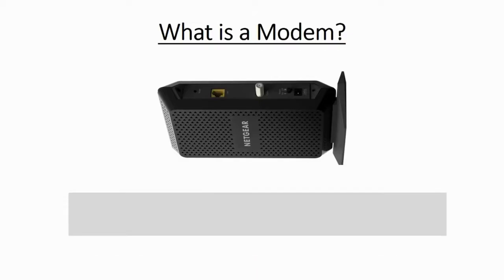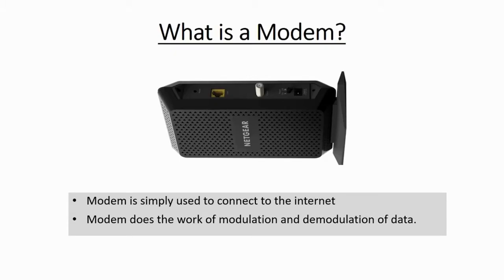A modem, in very simple language, is used to connect to the internet. We require a modem to connect to the internet. That's the first point. The second point is that a modem does the work of modulation and demodulation of data. What exactly we mean by modulation and demodulation is something we need to understand. As I said, we require a modem to connect to the internet, and it does the work of modulation and demodulation.